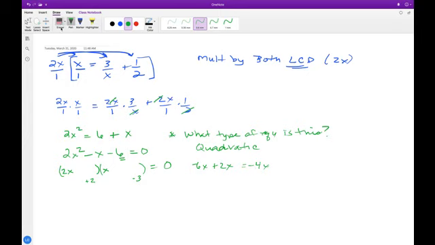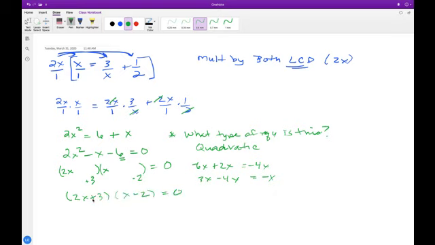So let's try another combination. What if we flip-flop that? What if we say that this is 3 and this is 2? Then I would have 3x minus 4x, and that would give me -1x. That's exactly what I want. So those are my factors, right? 2x plus 3 and x minus 2.